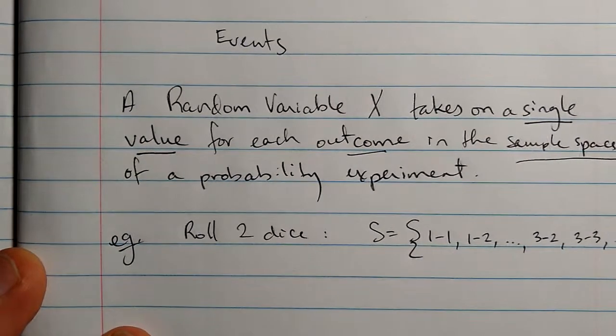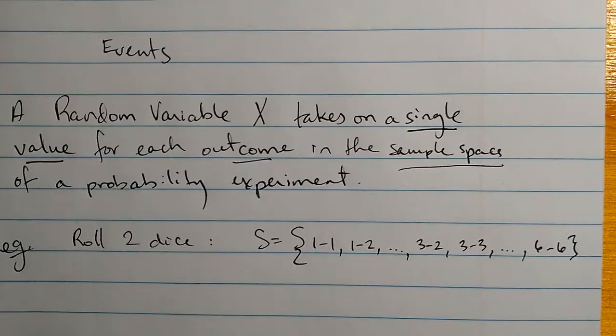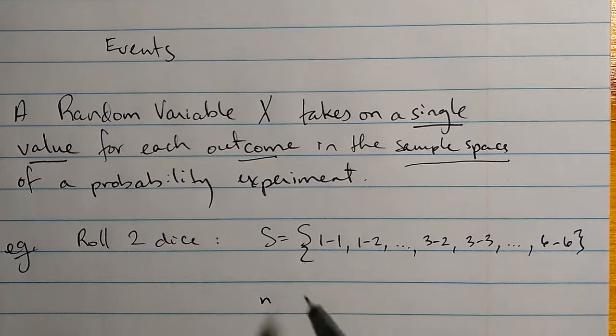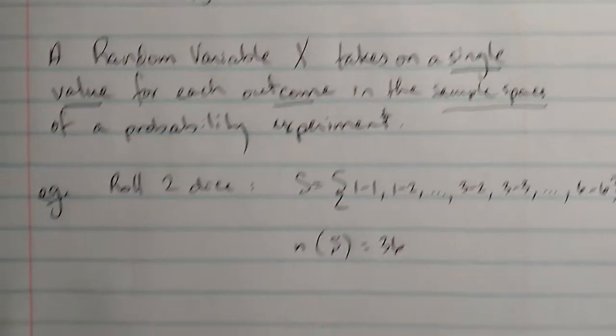But you can't really see that. Let me try to squeeze that on the screen for you. There we are. Now the number of different items in this sample space is 36. That's the size of the sample space.